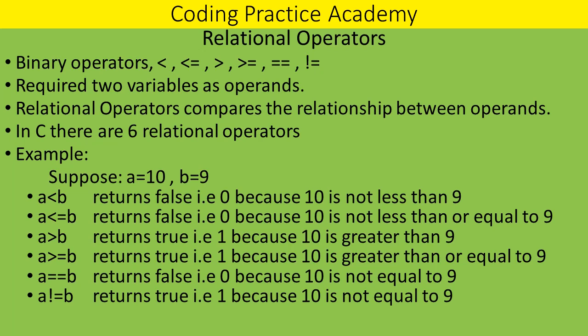Next we apply is less than or equals to between A and B. It also returns false, that is 0, because 10 is not less than or equals to 9. Next is greater than. A greater than B, that is 10 greater than 9. It is true because 10 is greater than 9.